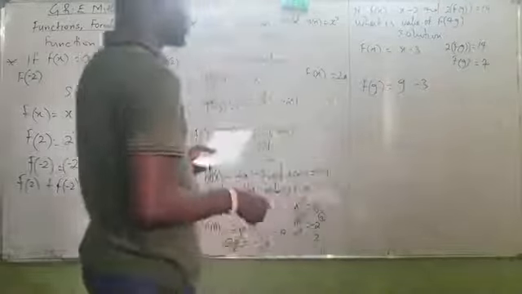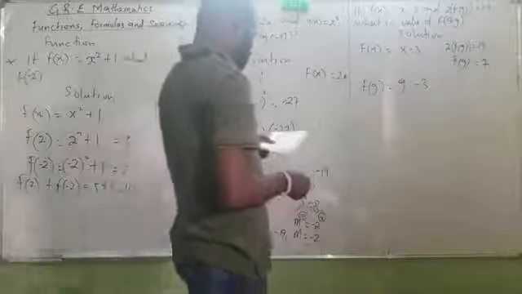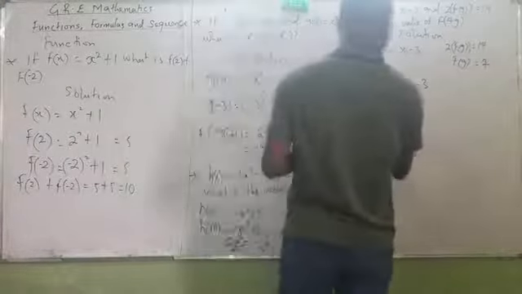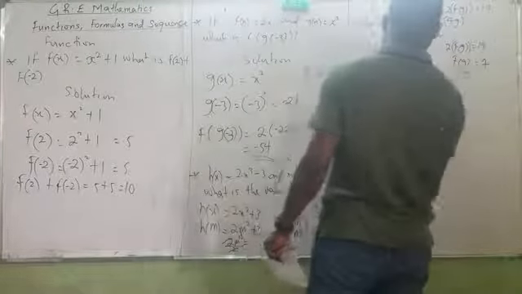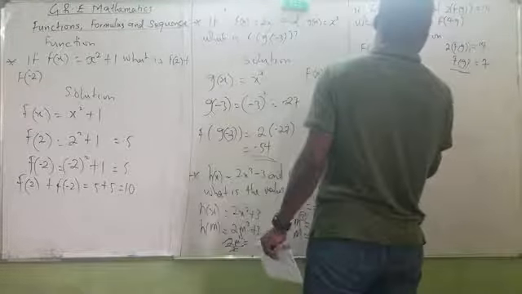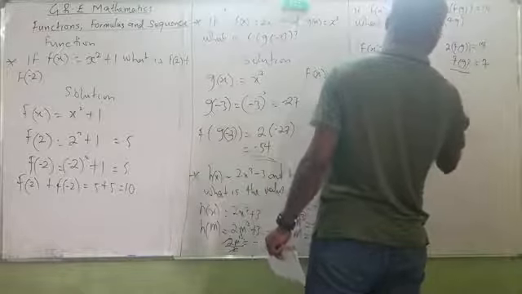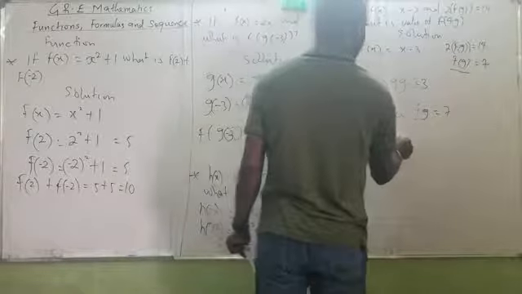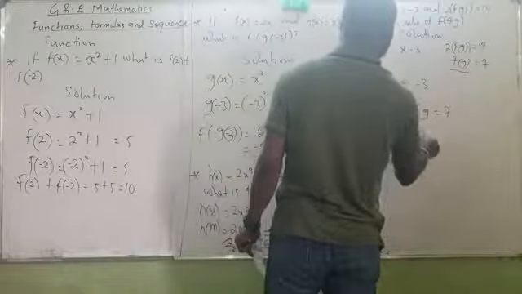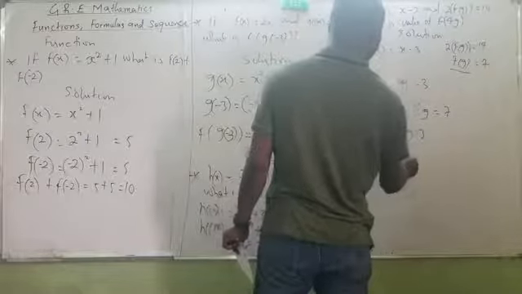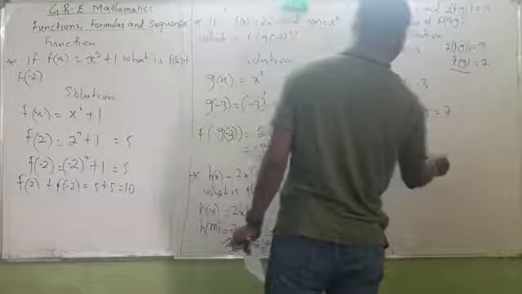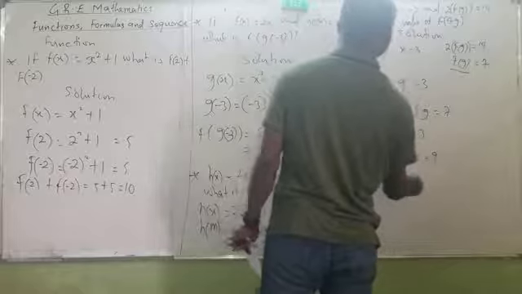Yes, g minus 3. Since I have that, what is my f of g? f of g equals 7. It means 7 equals g minus 3, so g equals 7 plus 3, which is equal to 10. My g equals 10.